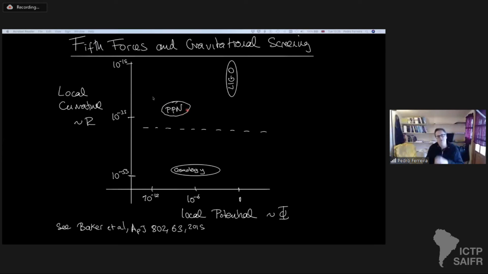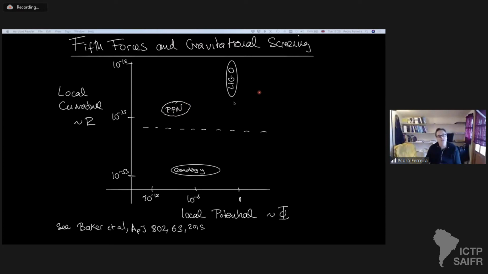Over here, I've called this PPN, for parametrized post-Newtonian. What I mean by that is this is our local environment: tests in the solar system, tests with millisecond pulsars, tests in the lab. They're all over here, and they are very constrained. The constraints on gravity are phenomenal over here. So they lie in this regime of curvature and potential.